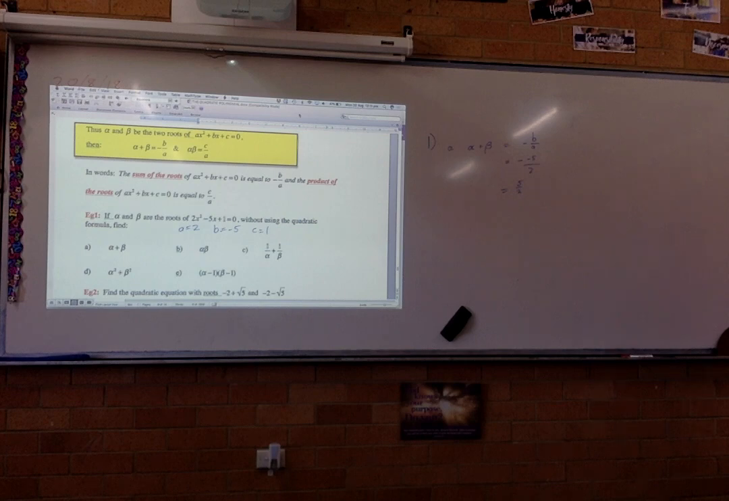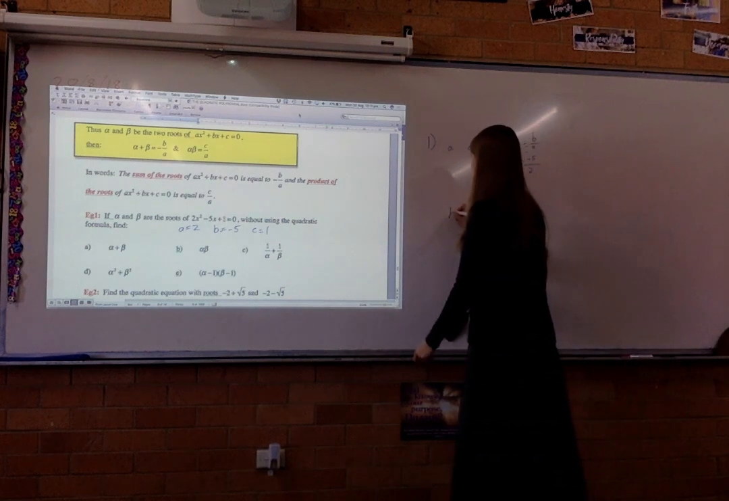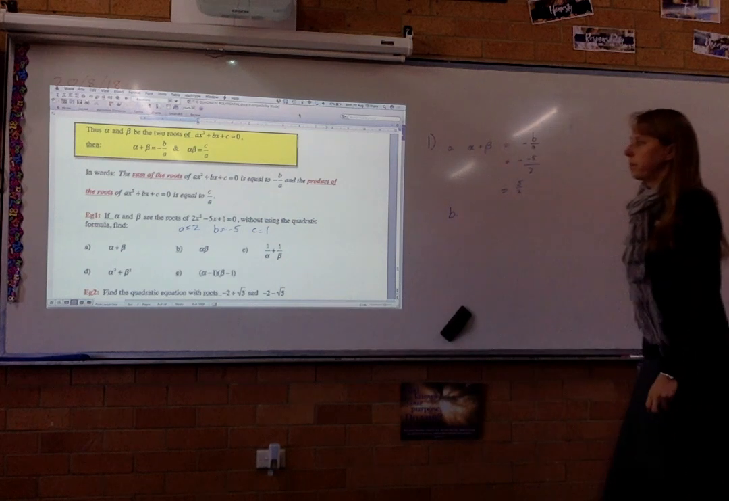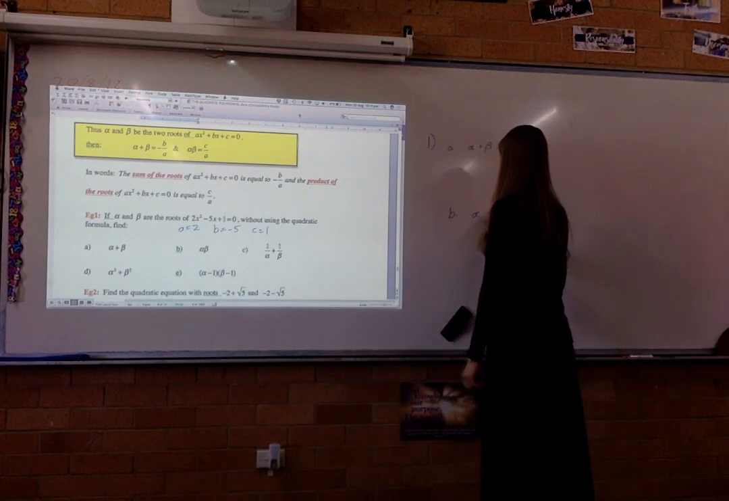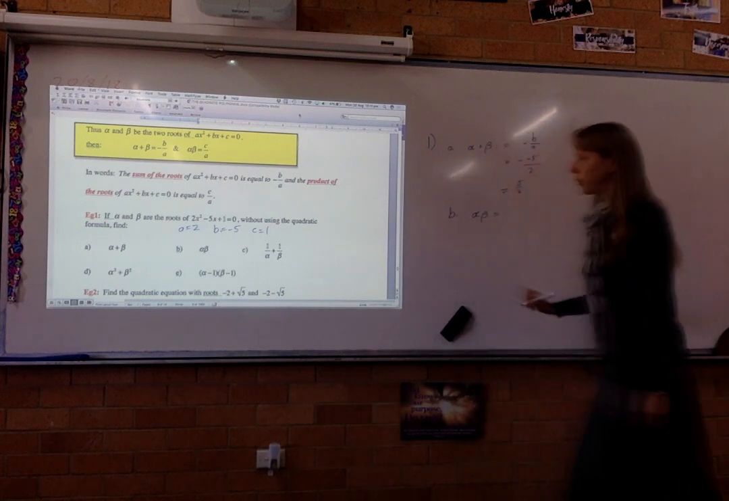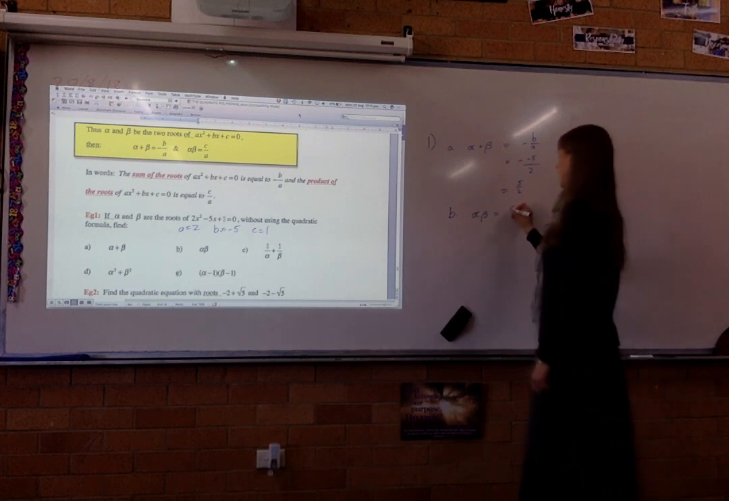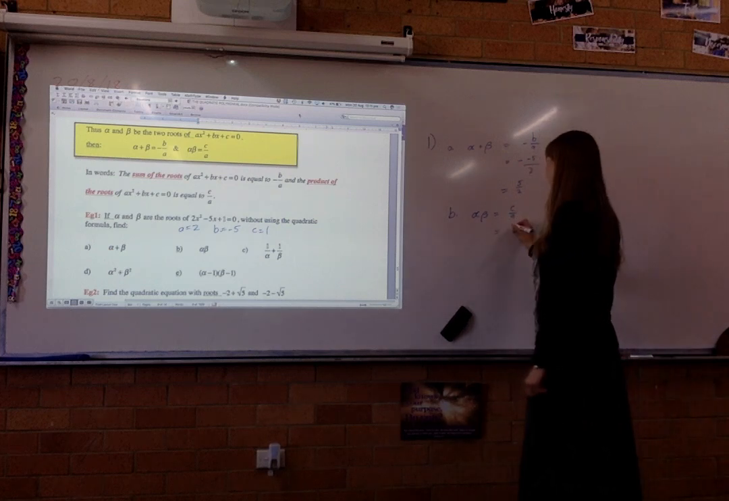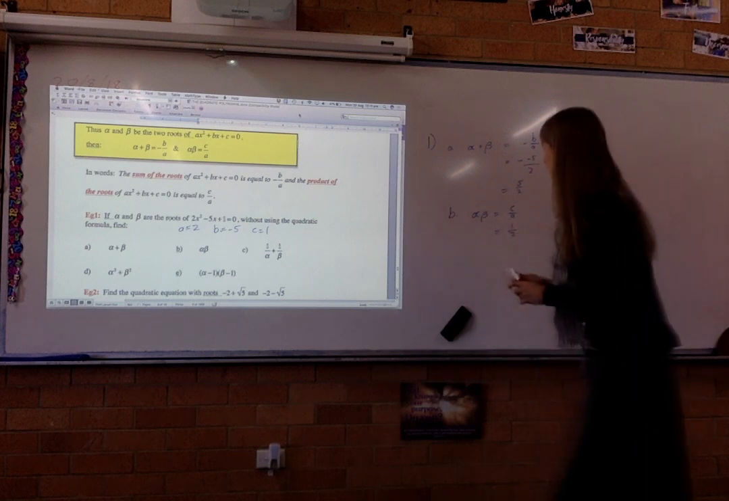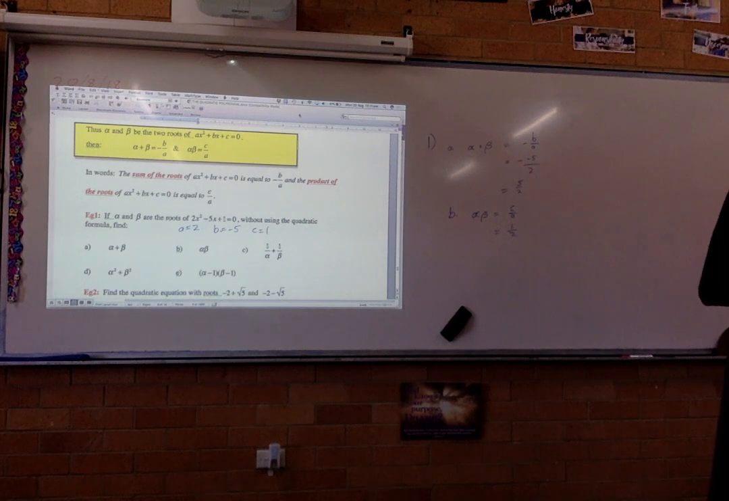I think question B is just as easy. We're just going to sub into the formula. So we know that alpha beta, the product of the roots, is C over A. Well, I know that C is 1. I know that A is 2. And we're done. Nice and easy.